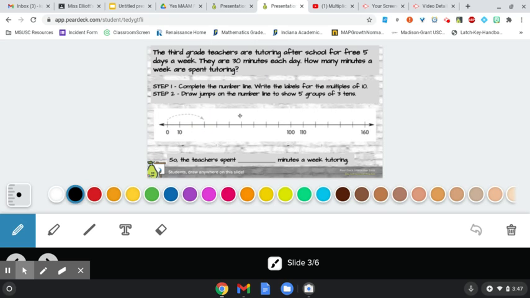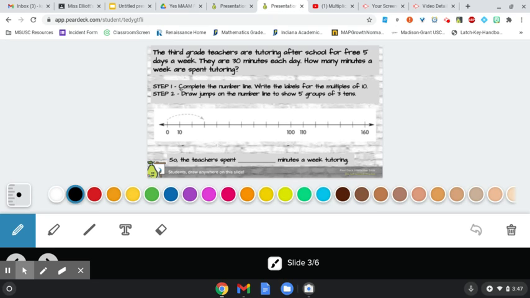So we have skip counting on a number line, but now we are skip counting with numbers bigger than 10. You can see here it goes 0 to 10 instead of 0, 1, 2, all the way up to 10 or 20. It goes from 0 to 160. It says the third grade teachers are tutoring after school for free 5 days a week. We're not actually doing that, just so you know. They are 30 minutes each day. How many minutes a week are spent tutoring?